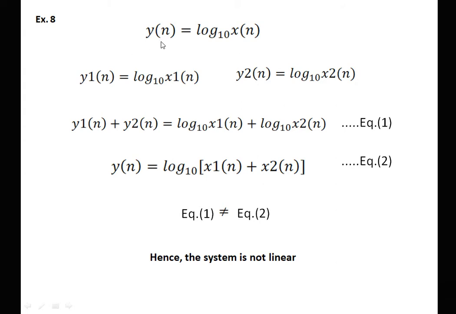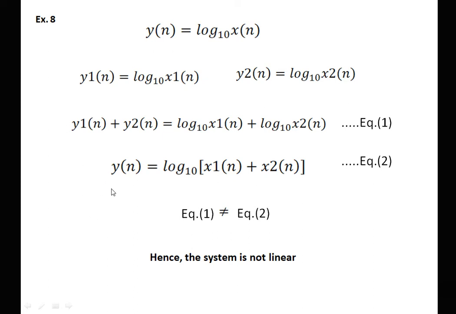Now, the next problem, y of n is equal to log of x of n with respect to base 10. Now, we apply on the individual signal x1[n] and x2[n]. Their addition is log of x1[n] with respect to base 10 plus log of x2[n] with respect to base 10. This is equation 1. And in the second case, we replace this x by x1[n] plus x2[n]. So we are getting this answer. And we can see that equation 1 and 2 are not same. The system is not linear. And even we know that log is a non-linear operator. So this is the reason why the log is non-linear operator.